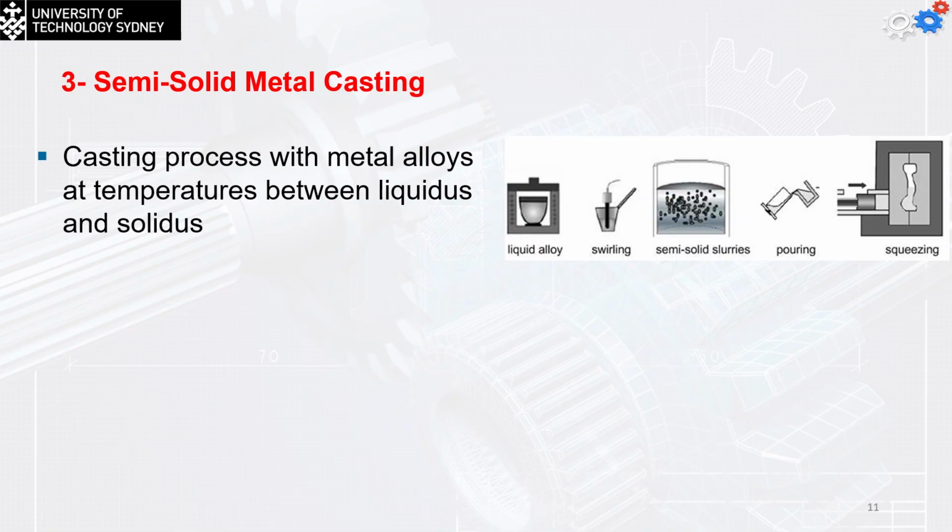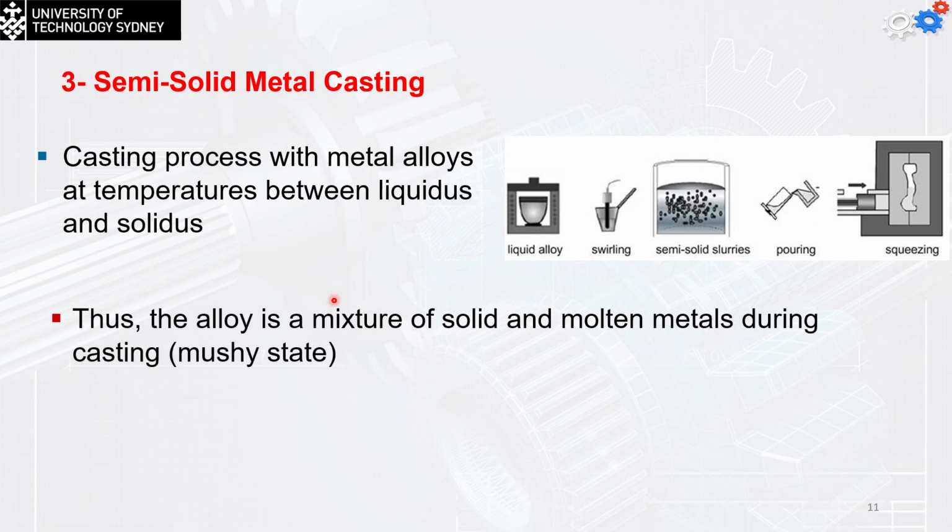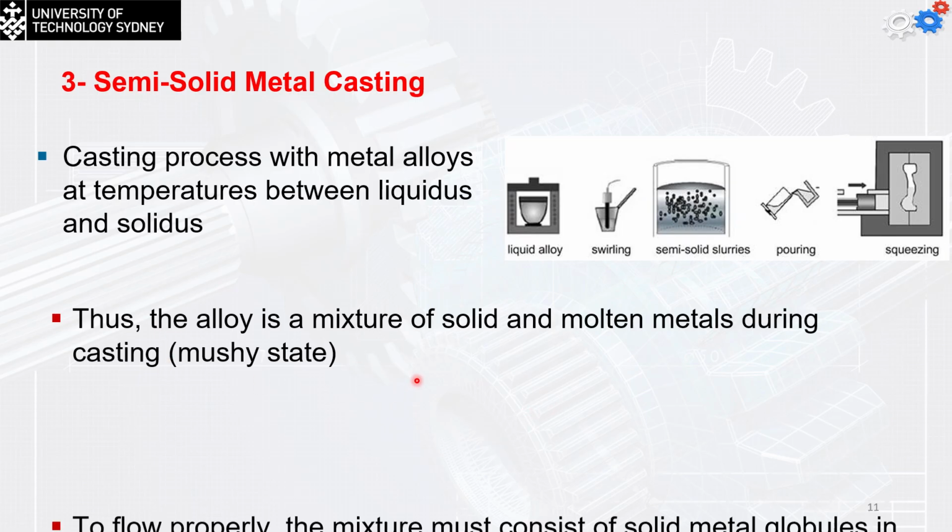We have the semi-solid metal casting. Remember that some of the alloys, as we mentioned, can reach the stage between the solidus and liquidus. So it's going to be a mixture of solid and liquid, or what you call the slurry. A casting process with metal alloys at a temperature between the liquidus and the solidus is applied in semi-solid metal casting. Thus, the alloy is a mixture of solid and molten metals during the casting and is used in a mushy state.